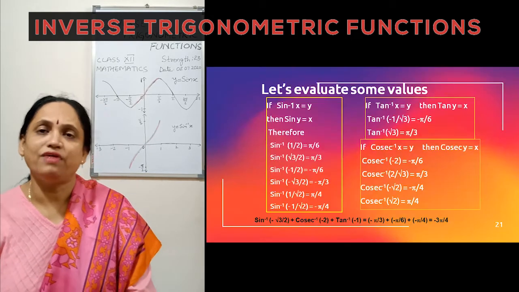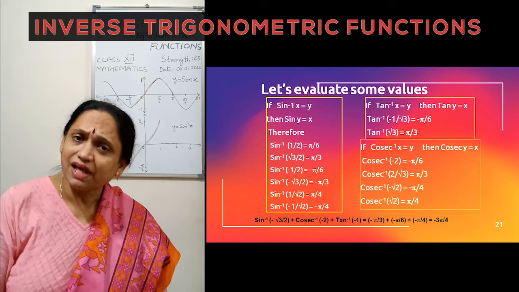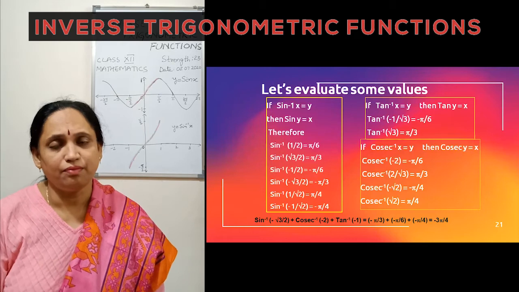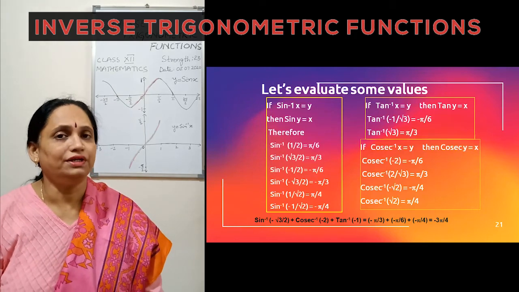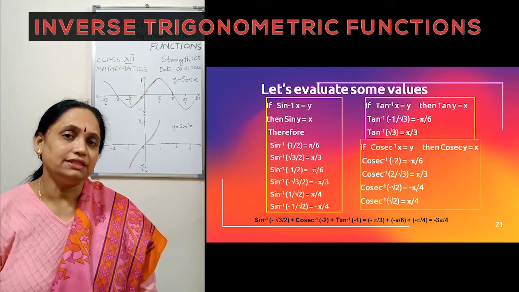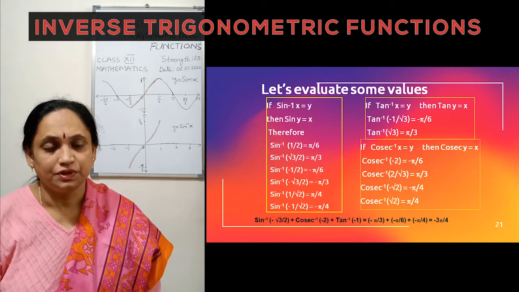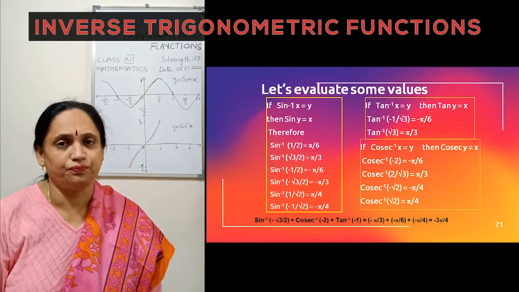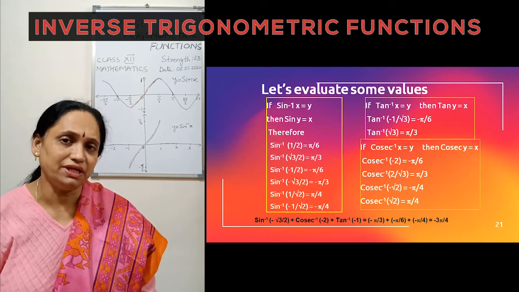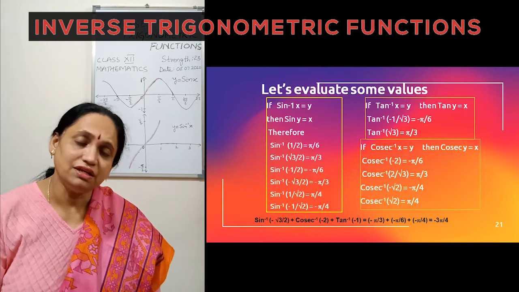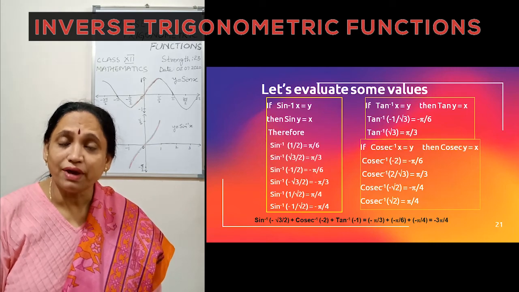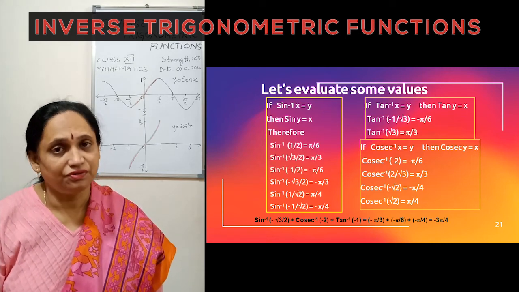So let us write some more values. If sine inverse x is equal to y, then x is equal to sine y. We simply apply this simple principle to find out all inverse values. So we know that sine pi by 2 is 1, hence sine inverse 1 is pi by 2. Similarly, sine inverse 1 by 2: we know that sine 30 degree or sine pi by 6 is 1 by 2. Therefore, sine inverse 1 by 2 is equal to pi by 6. Sine inverse root 3 by 2 would be then equal to pi by 3.